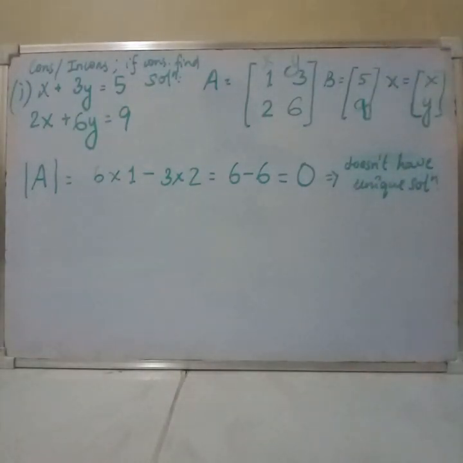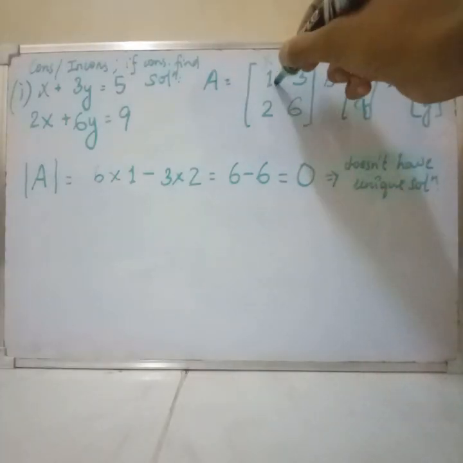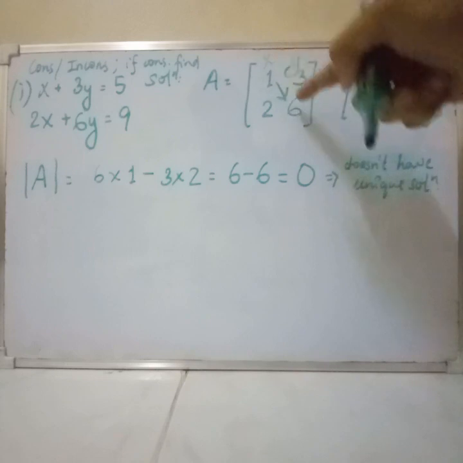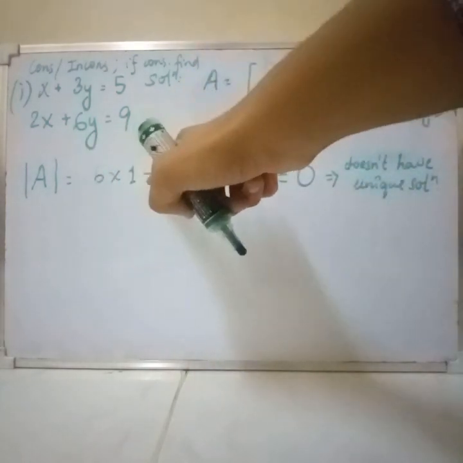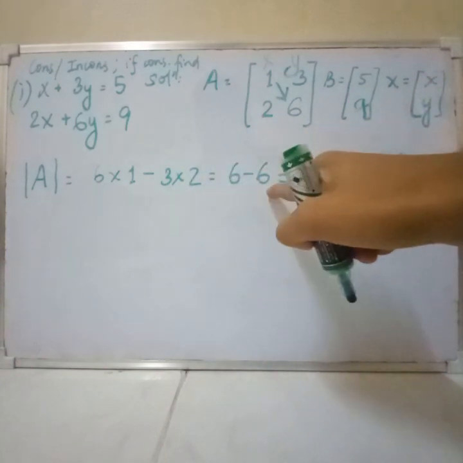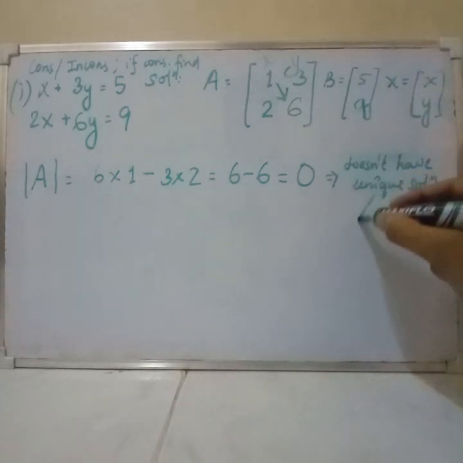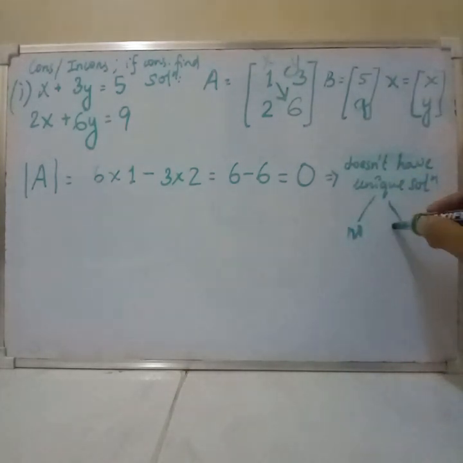So now we have to solve this equation. First of all, we have to find the determinant of the A matrix. When finding the determinant, we first multiply the primary diagonal, 6 into 1, minus the other diagonal, 3 into 2. So it will be 6 minus 6, which is 0. When the answer is 0, we know that the given set of equations does not have a unique solution. They can have either no solution or many solutions.